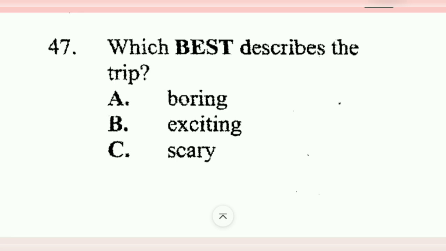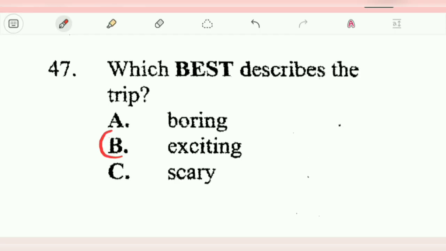47. Which best describes the trip? A says it was boring, B says exciting, and C scary. We know it was exciting. Seeing all kinds of things, creatures to look at.